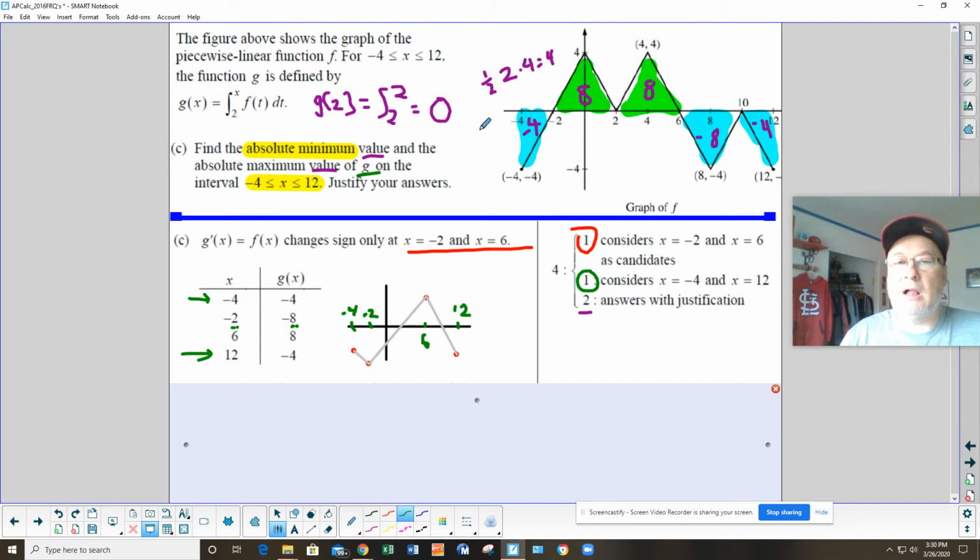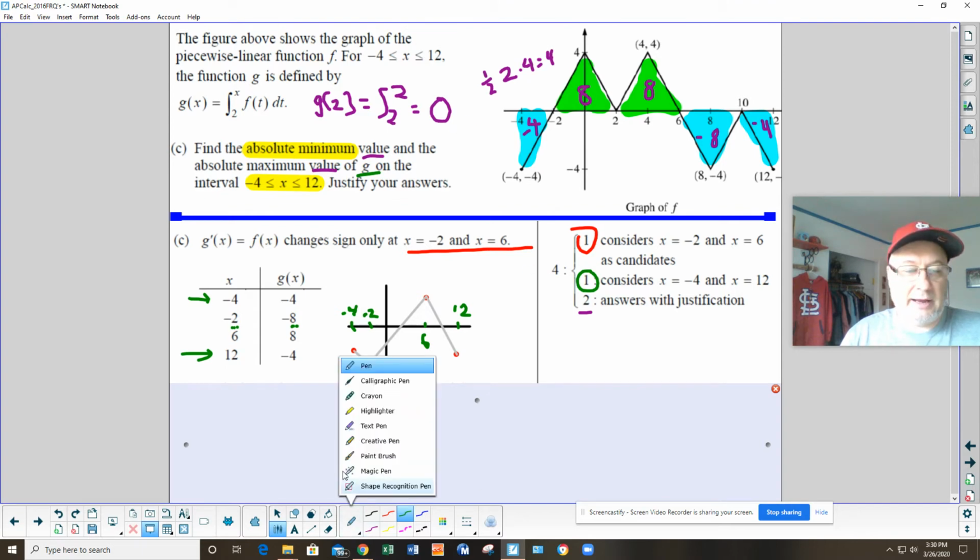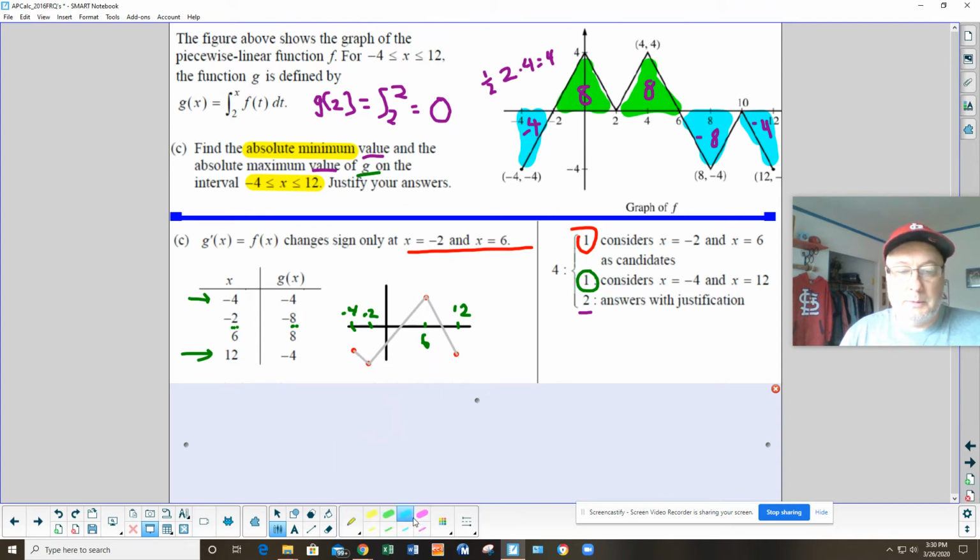Endpoints, -4 and 12, and let me change to a highlighter here. Here and here. Those are key points because your derivative changes from positive to negative or negative to positive at those points. So all I need to do is find their values. So remember, at 2, you have a 0 here. So now let's go forward. It's easier to go forward. So if your value at 2 is 0, what's your value at your critical point here? Going back to my pen. What's your value at your critical point right here?